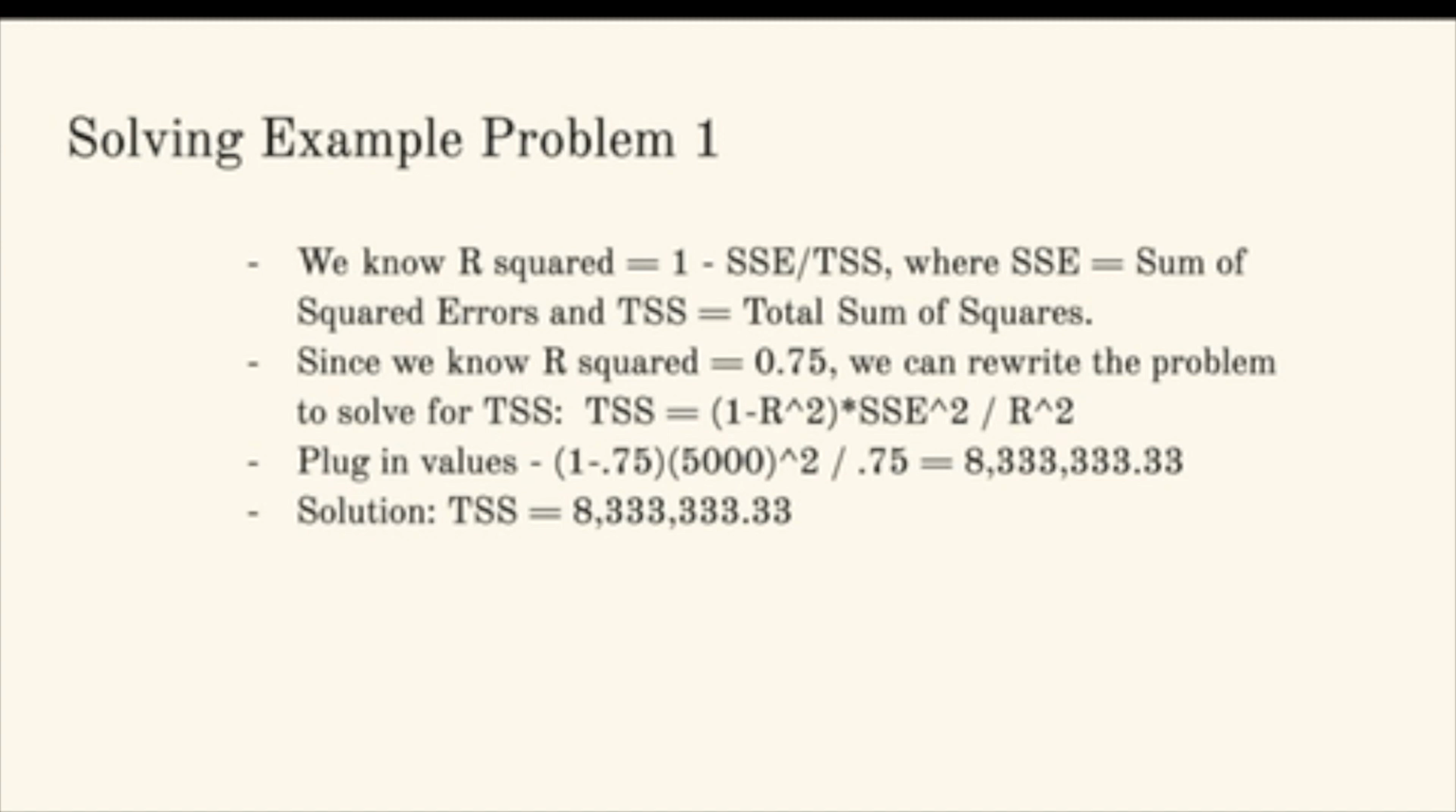Since we know r-squared is equal to 0.75, we can rewrite the problem to solve for the total sum of squares. The total sum of squares is equal to 1 minus r-squared times the sum of squared errors squared divided by r-squared. We plug in the values. 1 minus 0.75 times 5,000 squared divided by 0.75 is equal to 8,333,333.33.